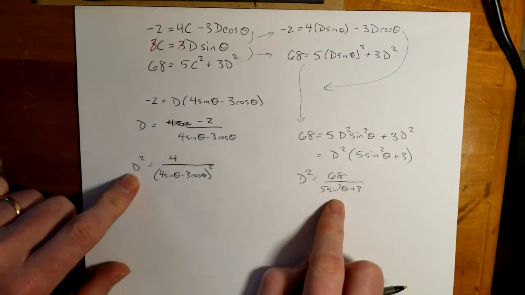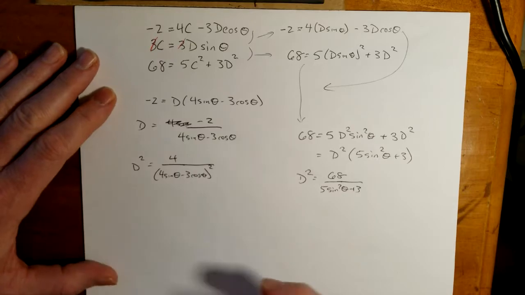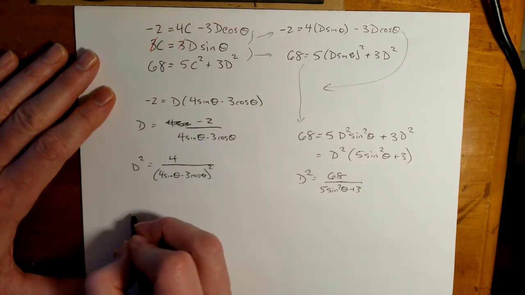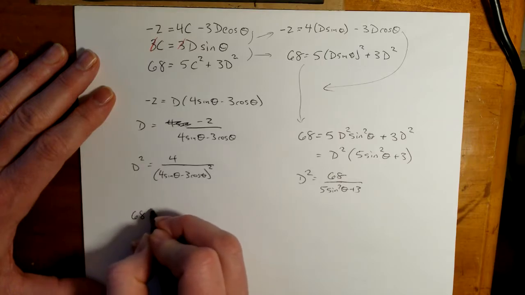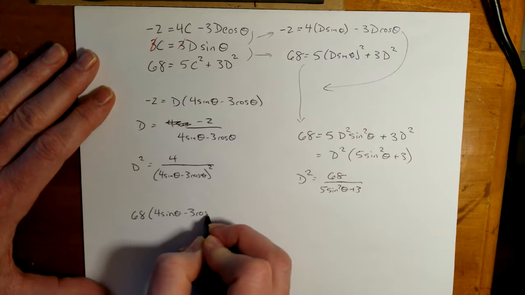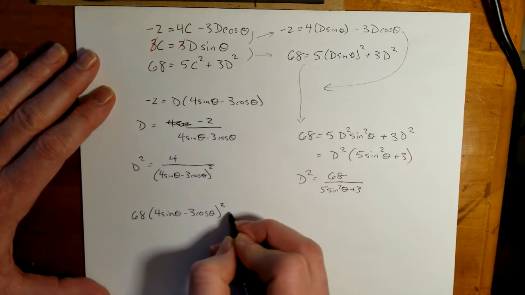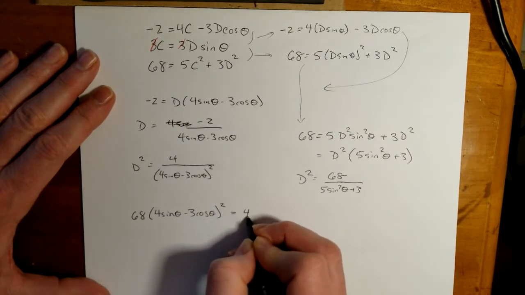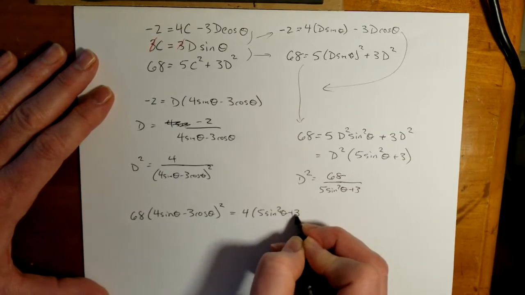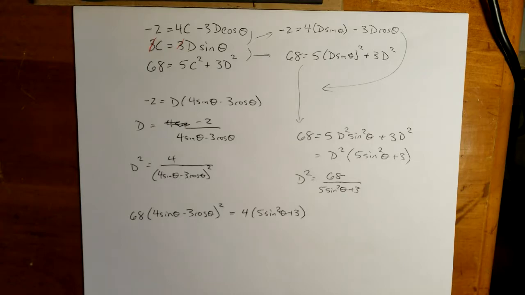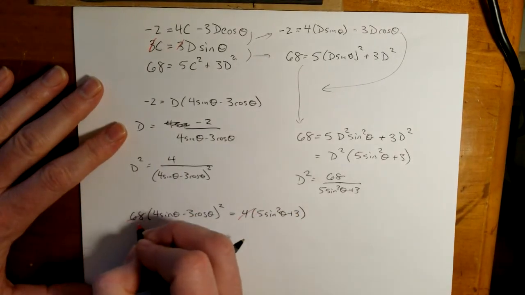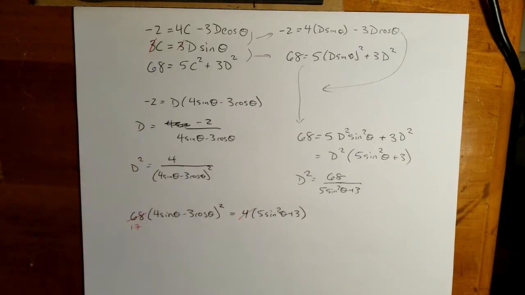So I have two values of d squared, and now I can equate them to each other. And so I end up with 68 times 4 sine theta minus 3 cosine theta, that quantity squared, is equal to 4 times 5 sine squared theta plus 3. 4 goes into 68, so we can simplify it. It goes into 68 17 times.